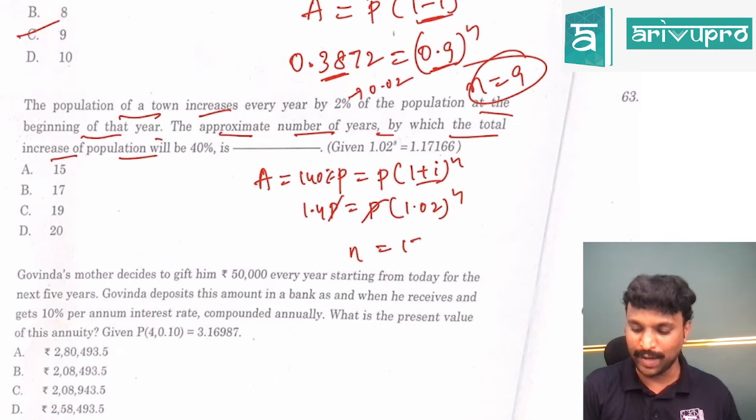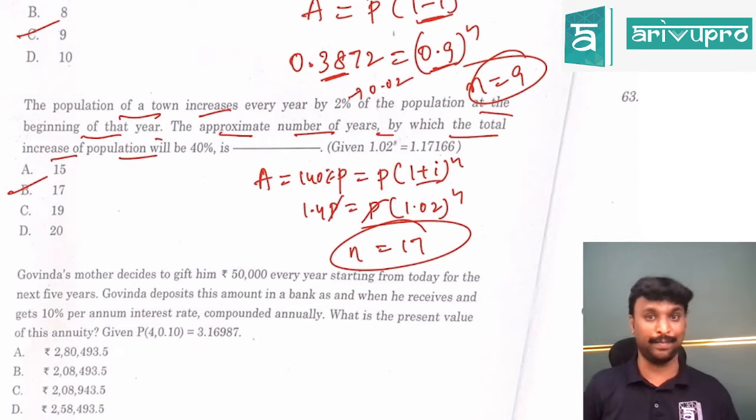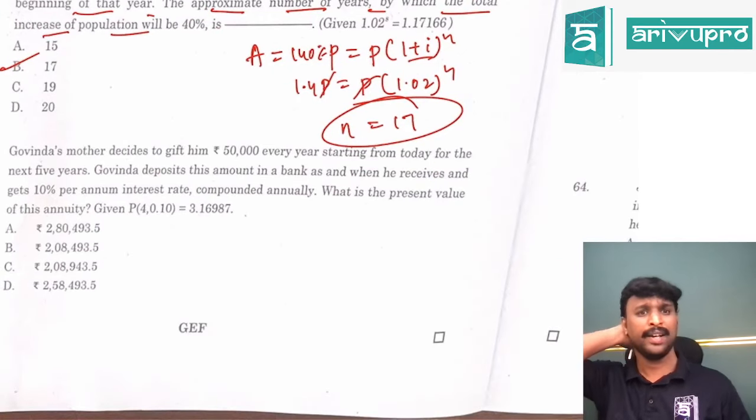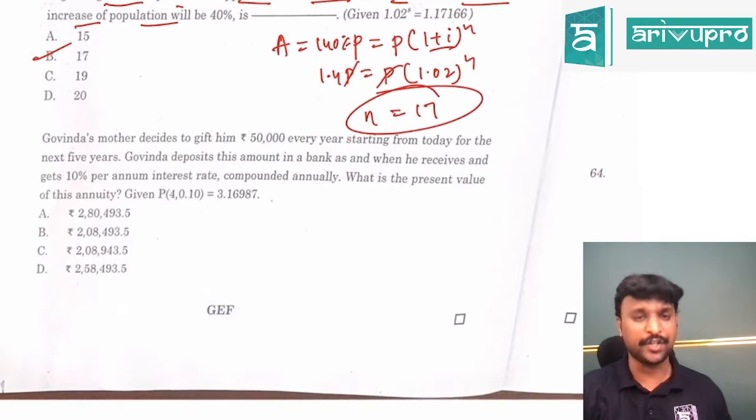So actual power is 1 less than that. That means 17. Option D is the right answer. Guys, moving on to the next question. It is question number 60.